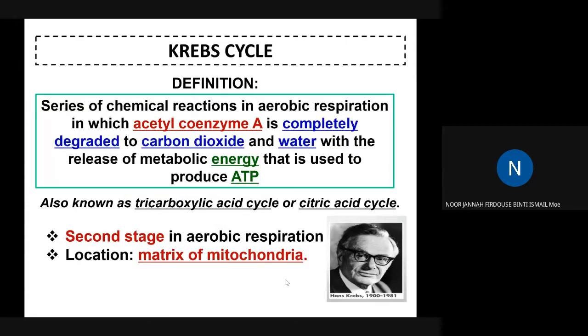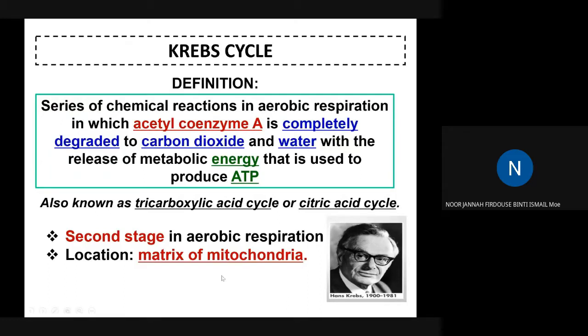First, what is Krebs cycle? It's a cycle founded by Hans Krebs, and he defined the Krebs cycle as a series of chemical reactions in aerobic respiration. So the beginning of the cycle starts with acetyl coenzyme A. Then acetyl coenzyme A will be completely degraded to carbon dioxide and water. Along the way, it will release metabolic energy that will be used to produce ATP.